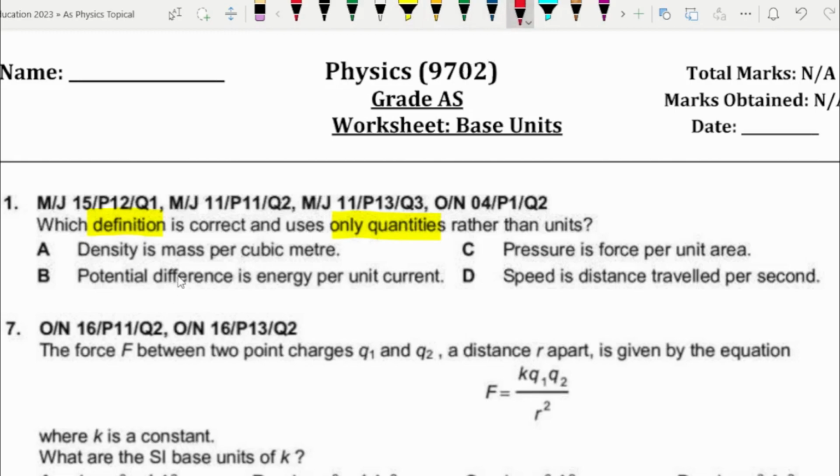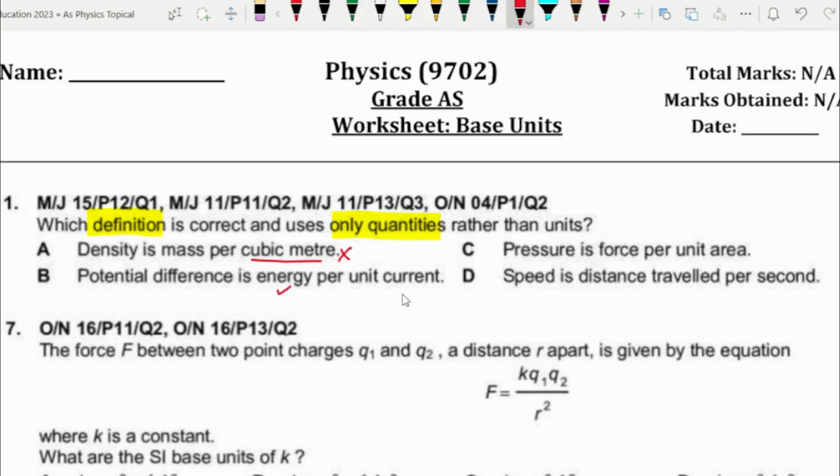So if we take a look at the first one, density is mass per cubic meter. Per cubic meter is a unit. The question was that it has to be expressed only in terms of the quantities. Cubic meters is not a quantity, it is a unit. Let's talk about the second one, B.